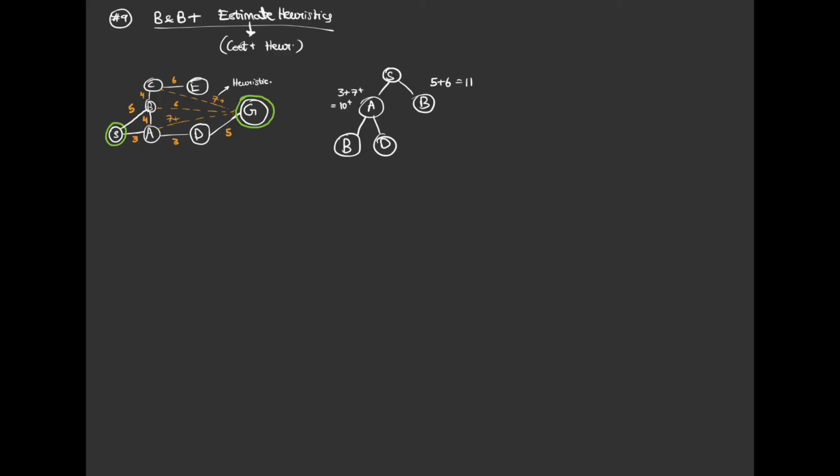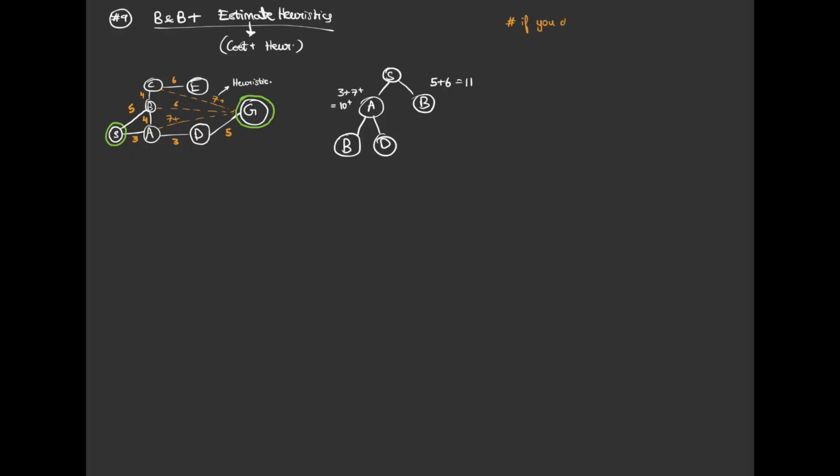How did you get this? Look. From S to A is 3. From A to D is 3. So 3 plus 3 is 6. And the remaining distance to go to G is 5. So if you don't have a... one minute. Let's write this here.